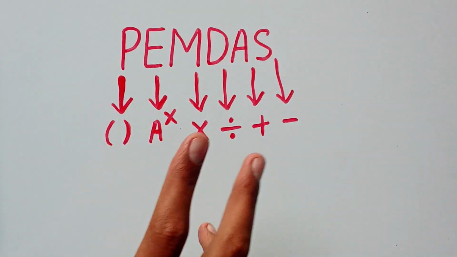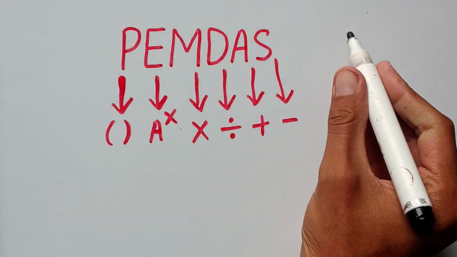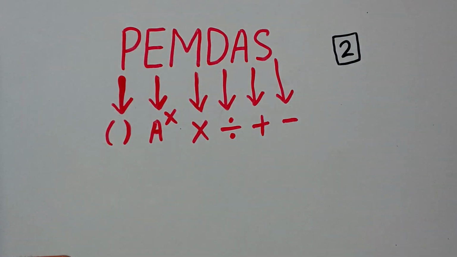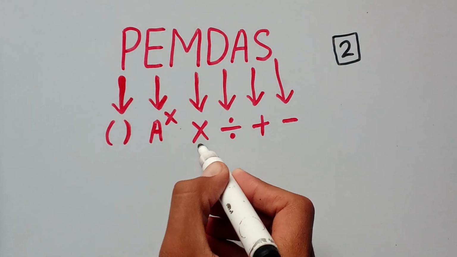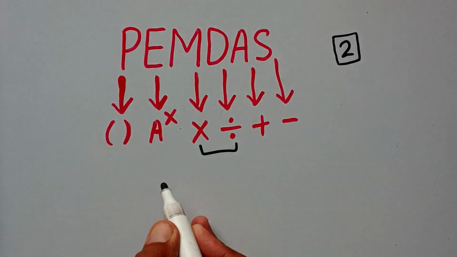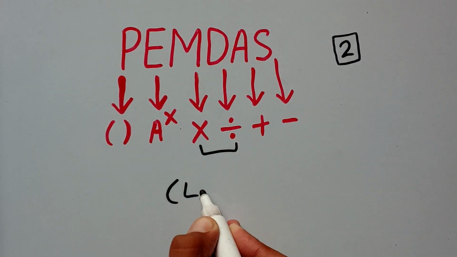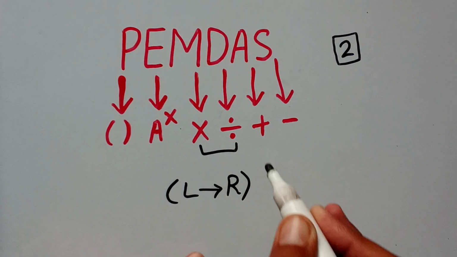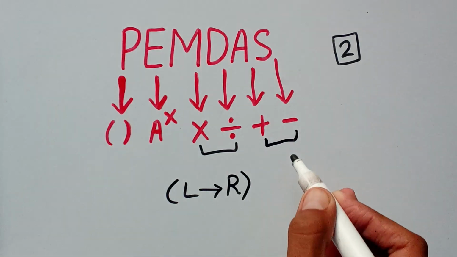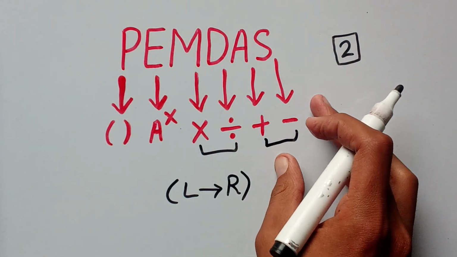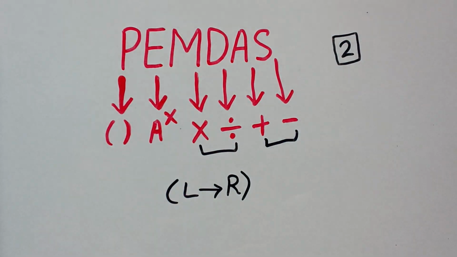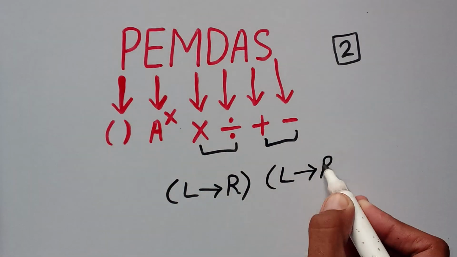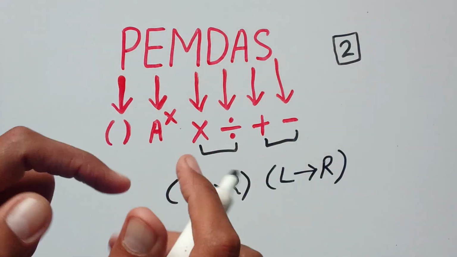According to the PEMDAS rule, I can tell you two important points which you must remember. The first point is that multiplication and division have equal priority and we always solve them from left to right. Similarly, addition and subtraction both have equal priority and we always solve them from left to right. This is the first point according to the PEMDAS rule.